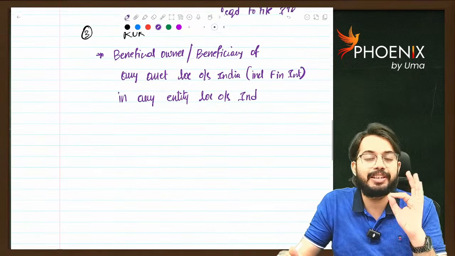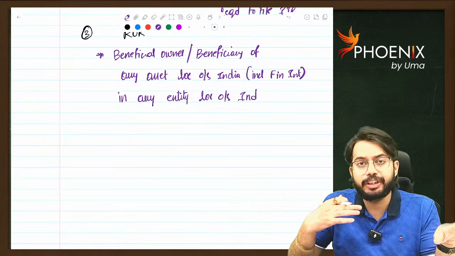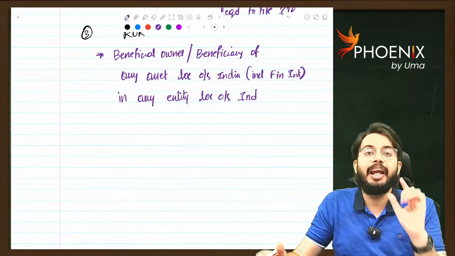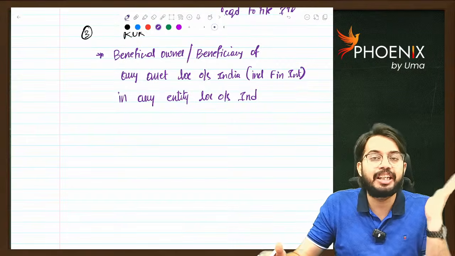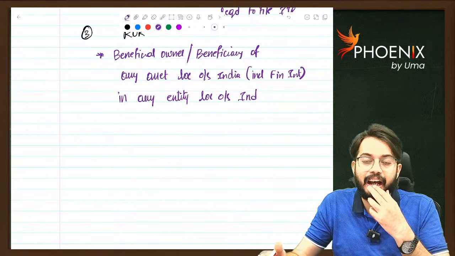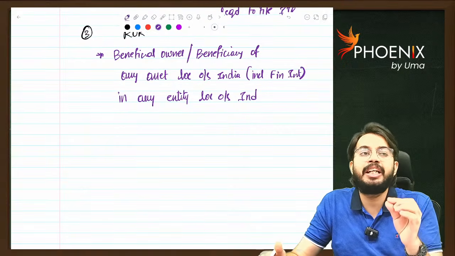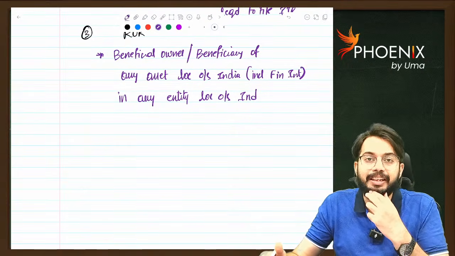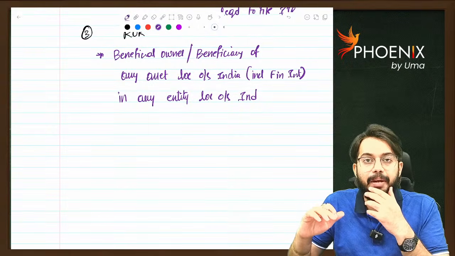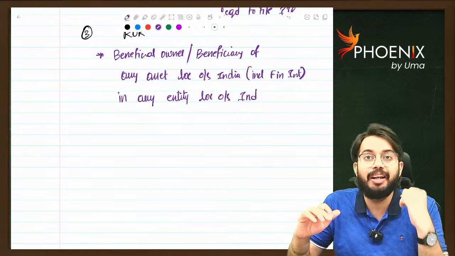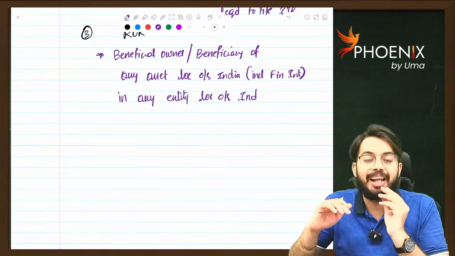So, in case of resident and ordinarily resident, if he is either beneficial owner or beneficiary of any asset located outside India, or if he is having financial interest in any entity located outside India. Let's say MS Dhoni is there. He has 0.6% equity shareholding in Apple Inc. For example, MS Dhoni's total income is less than the basic exemption limit, but he is having shareholding in that Apple Inc. Now he is required to file ITR.